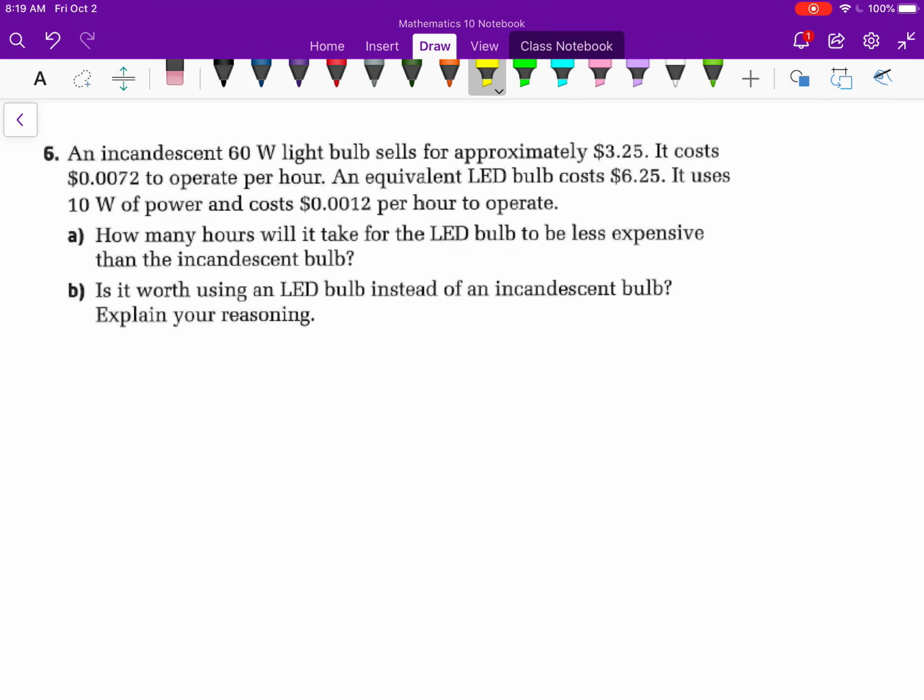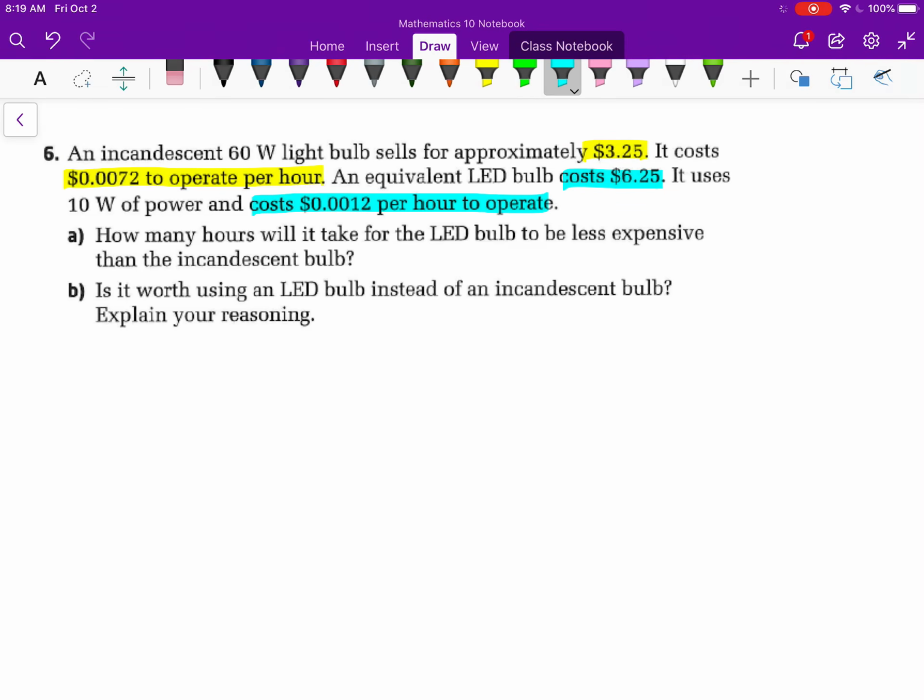But I'm looking at two types of bulbs: an incandescent bulb, which is kind of the old school bulb that has a filament that glows in the middle, like a piece of metal almost that glows, and an LED bulb, which you see more and more often these days. And it says, in this case, the incandescent bulb is cheaper, but costs more per hour to operate. And the LED bulb is more expensive, but costs less per hour to operate.